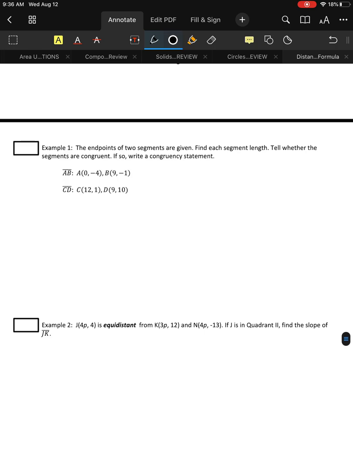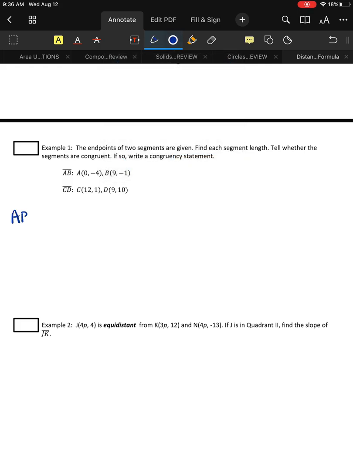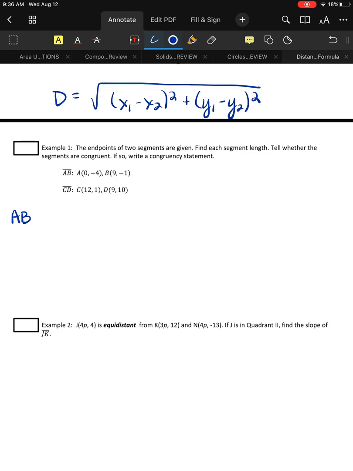So the first one says the endpoints of two segments are given. Find each segment length and tell whether the segments are congruent. If so, write a congruency statement. So we are going to find the segment length of segment AB. And so we're going to apply the distance formula. I'm just going to put it up here. It is the change in our x's, quantity squared, plus the change in our y's, quantity squared, all underneath a radical. So in AB, if we call this x sub 1, y sub 1, and x sub 2, y sub 2, we can apply this into the formula.